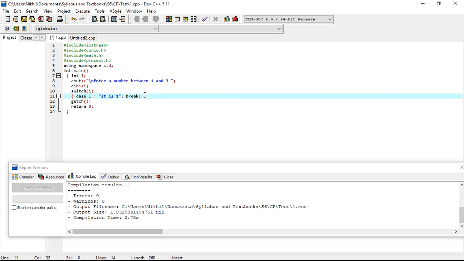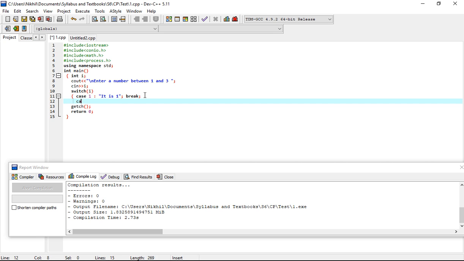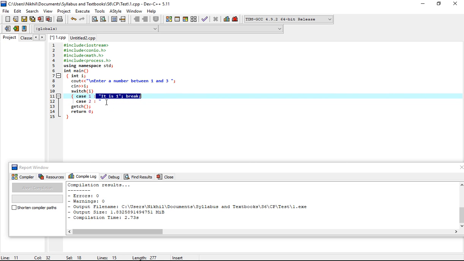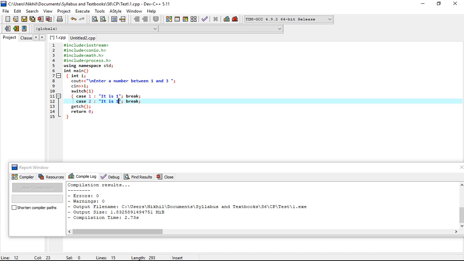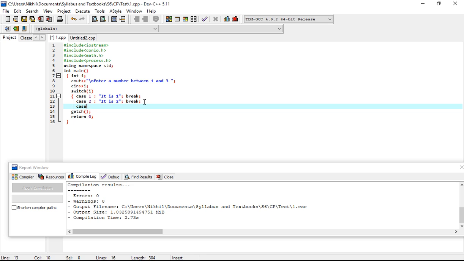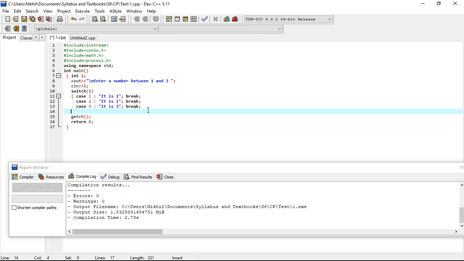Now I'll show you the significance of break through switch. Now I'm going to write case if I's value is 2, right over here. I'll just copy this whole thing so that I don't have to type it again and again. It is 2, and last we have case 3. It is 3. As you can see, it's very much simpler as compared to the redundant if else statements.